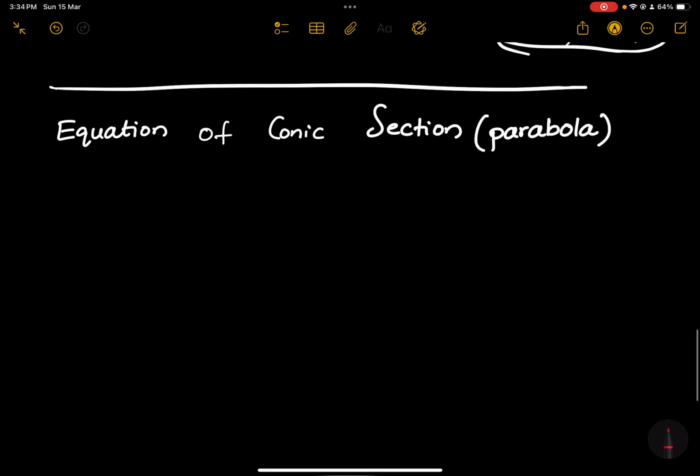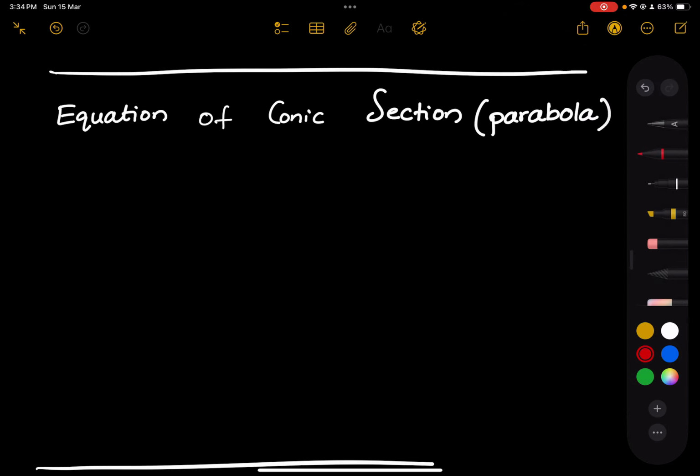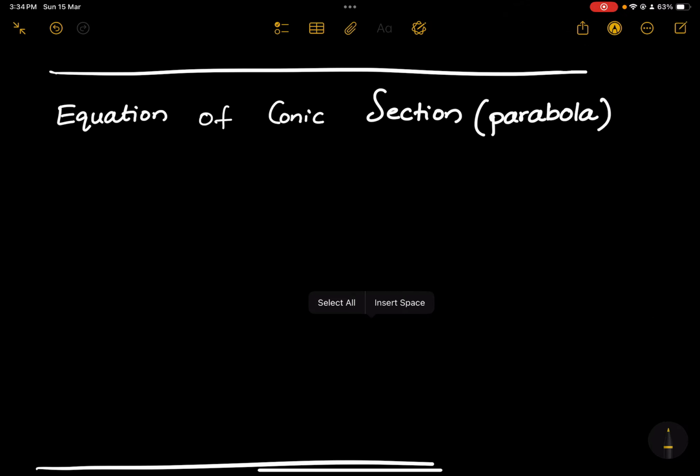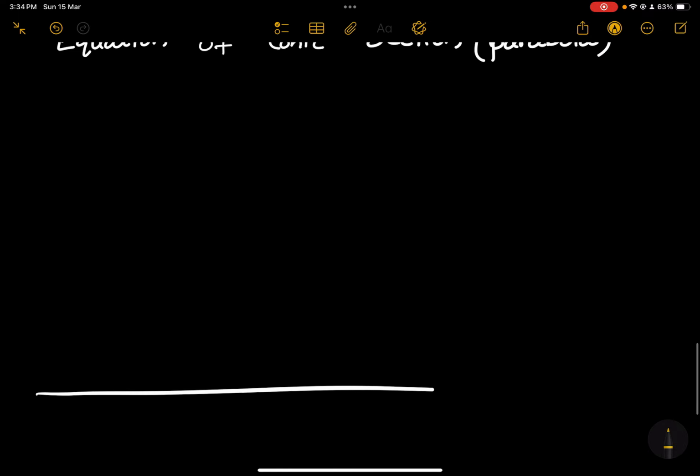All right, so now let us try to derive the equation for the parabola. So again, we have a fixed point S here. All right, fixed point S, and we have a fixed line.